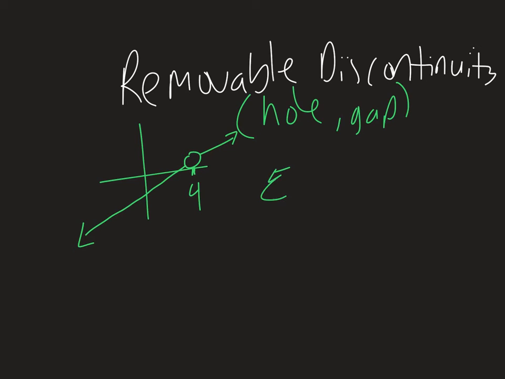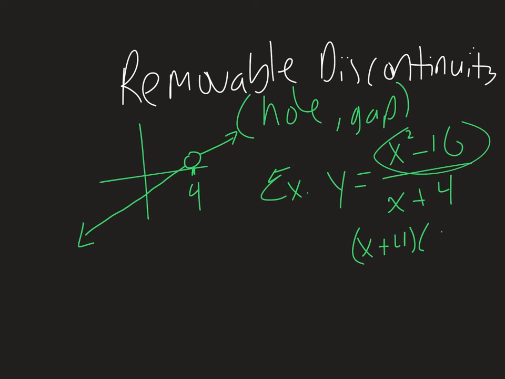As an example, let's look at the function y equals x squared minus 16 divided by x plus 4. Now, knee-jerk reaction, this looks like it's going to be a rational function. It's going to look like either the 1 over x or 1 over x squared, one way or another. However, if we factor this top expression, it's a difference of 2 squares, we'll have x plus 4 times x minus 4 over x plus 4. Now you may notice the x plus 4's cancel out.